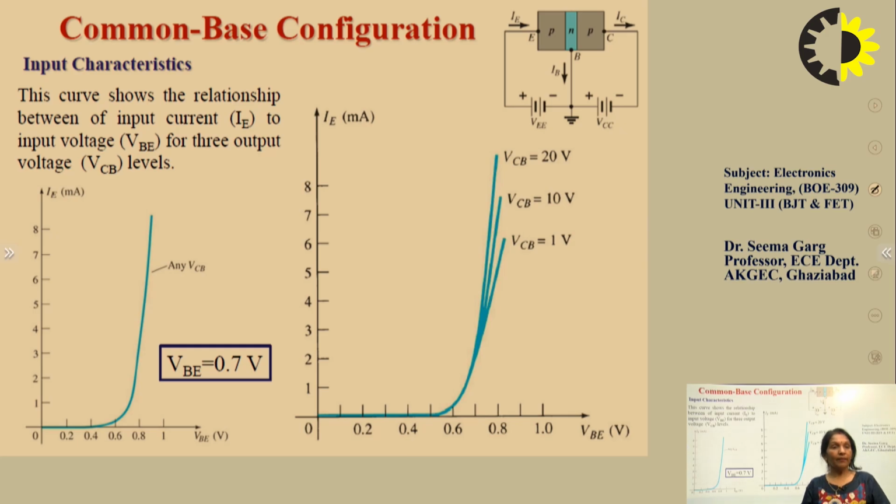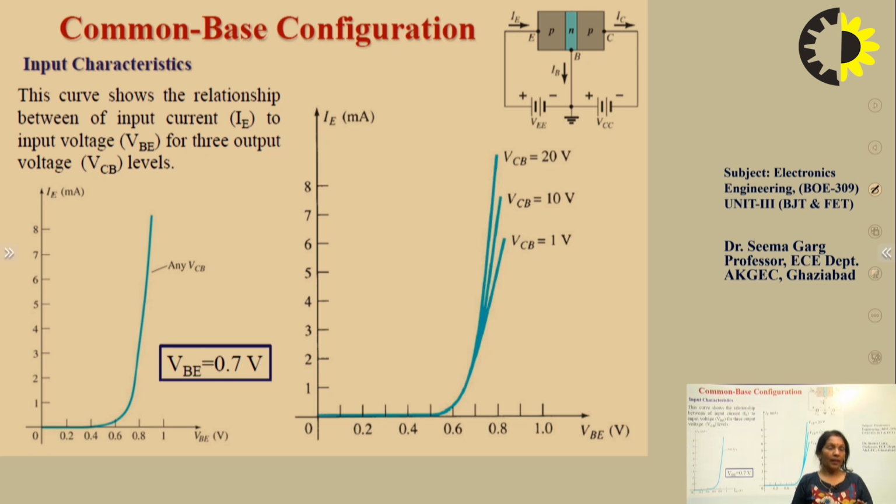Here we can see that in the common base configuration, the base terminal is common in the input side as well as at the output side. Again, the emitter-base terminal is forward biased, and because this is a PNP type of transistor, the P type material is connected to the positive terminal of the battery, and the collector terminal should be reverse biased. The collector is again a P type of material, so it should be connected to the negative terminal of the battery to make it reverse biased.